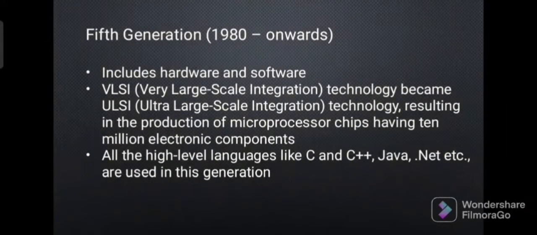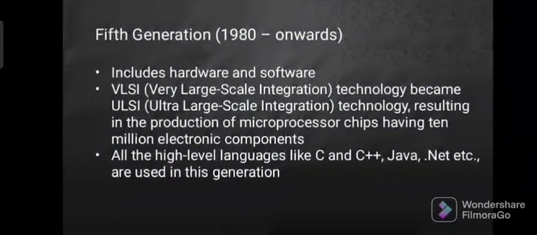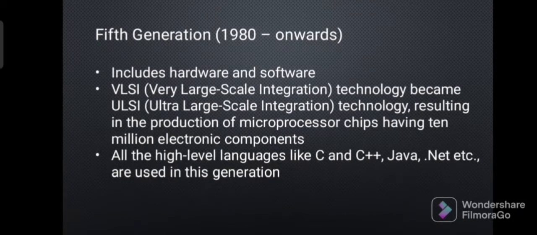Fifth generation includes hardware and software. When we say hardware, these are the physical parts of the computer that process the data, while software is a set of instructions that tells the computer what to do.